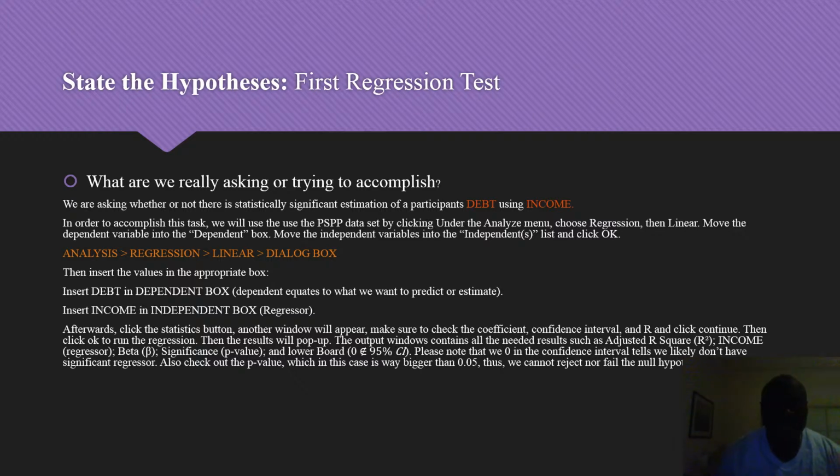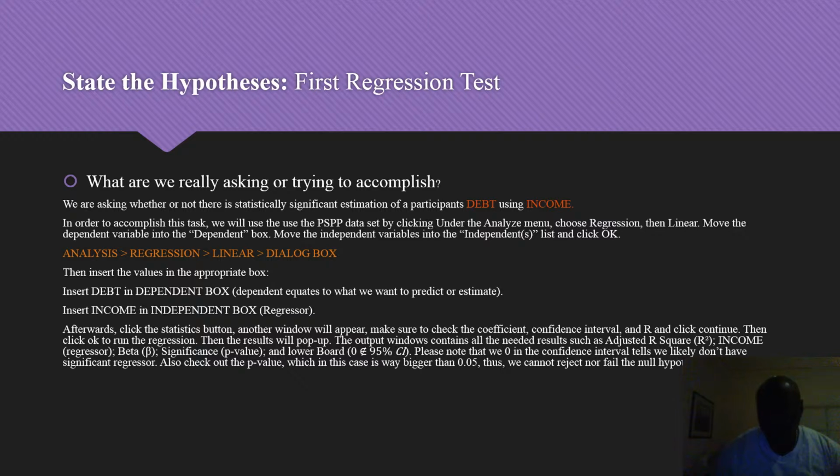Afterwards, click the Statistics button. Another window will appear. Make sure to check the coefficient, confidence interval, and the R, and click Continue. Then click OK to run the regression. Then the results will pop up. The output windows contain all the needed results, such as adjusted R square, income, regressor, beta, significance, p-value, and lower bound.